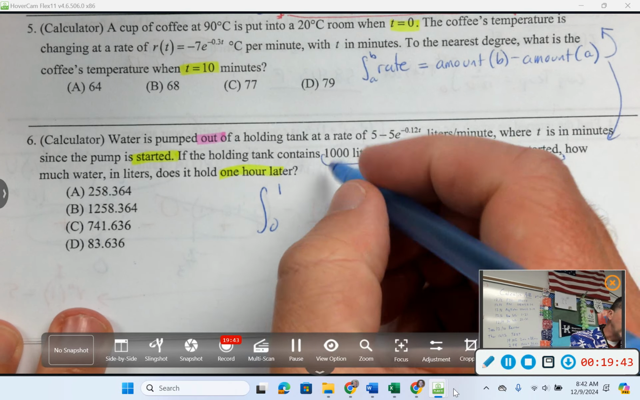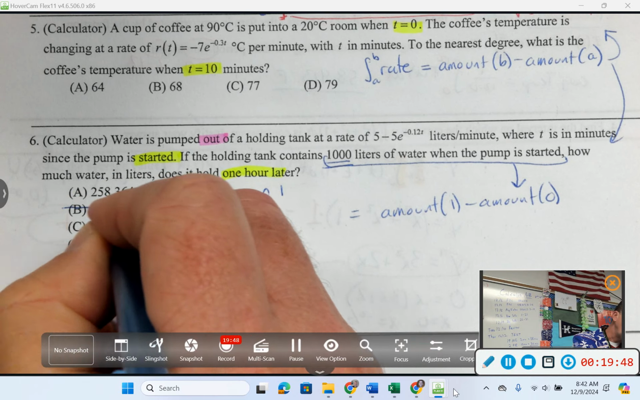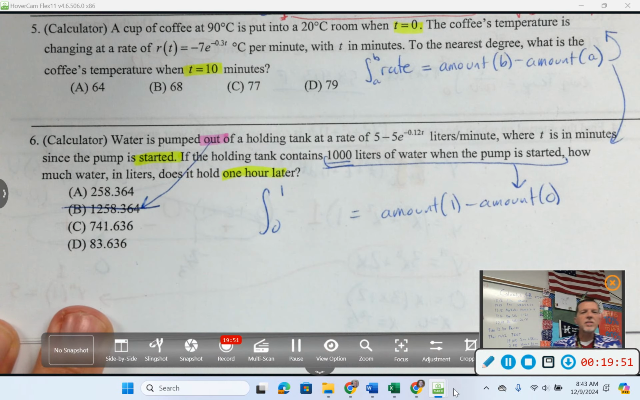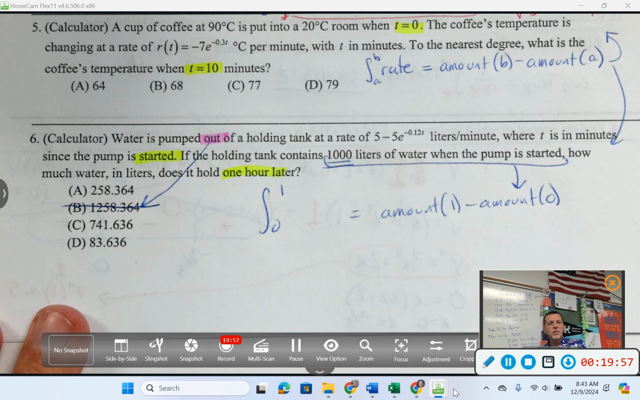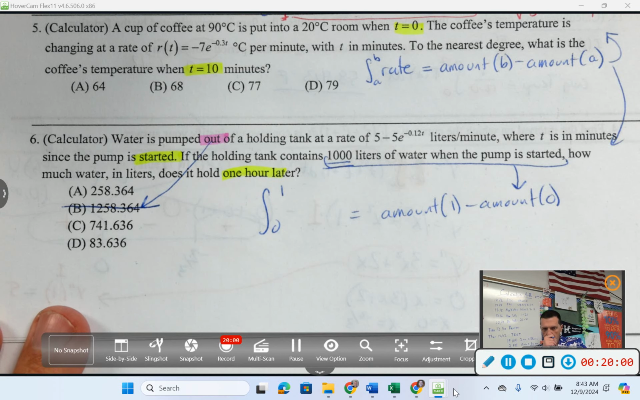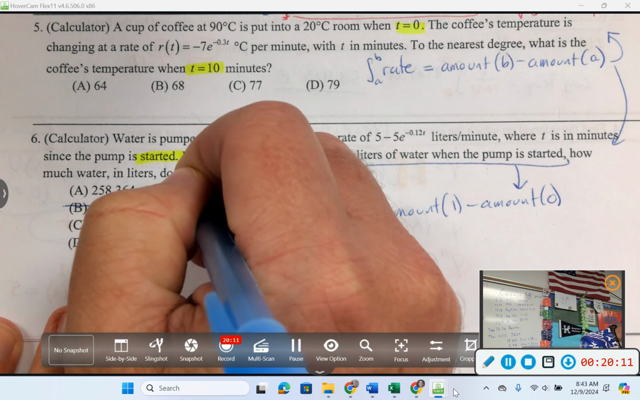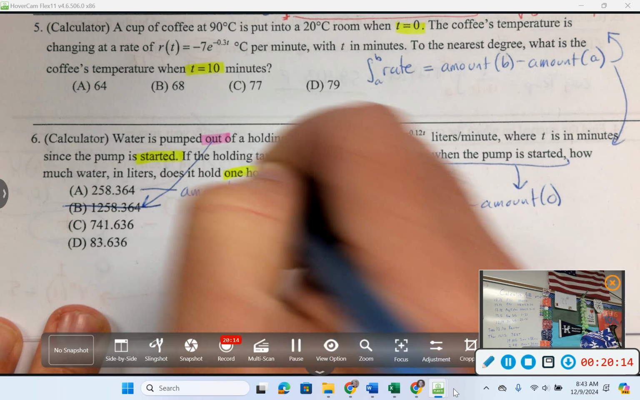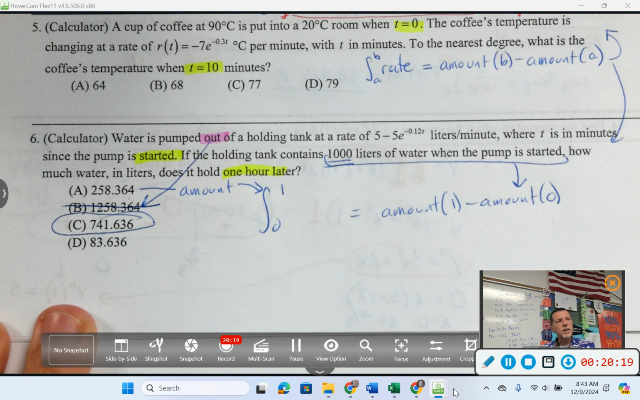In fact, if we started at 1,000, if we're pumping water out, then I can throw out answer B, because that's like we pumped out water and somehow ended up with 258 more gallons. In fact, without even working the problem, I bet 258 is the amount pumped out. That's that integral. But that's not our answer. That's how much left. So our answer is 741. That's my guess without even working the problem.